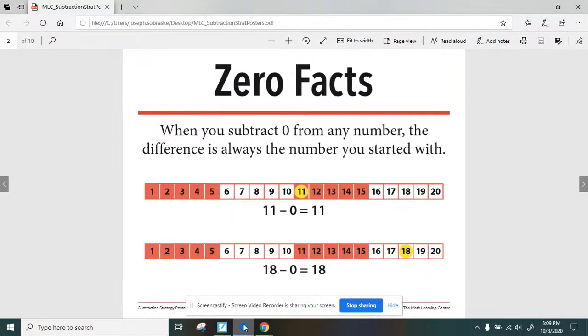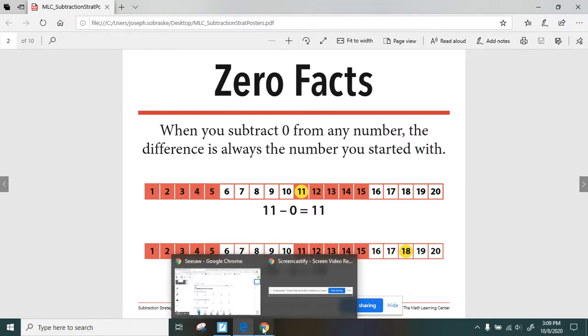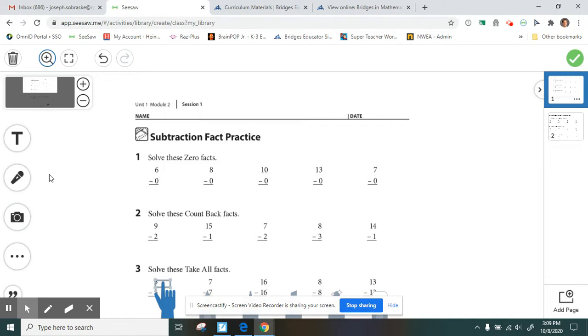And if we go back to our zero facts, when you subtract 0 from any number, the difference is always the number you started with. For example, 11 minus 0 gets you to 11. 18 minus 0 gets you to 18. So hopefully you guys will remember those facts. So what you can do on here is you can just write 6 minus 0 is 6. Okay, or you can type it in.